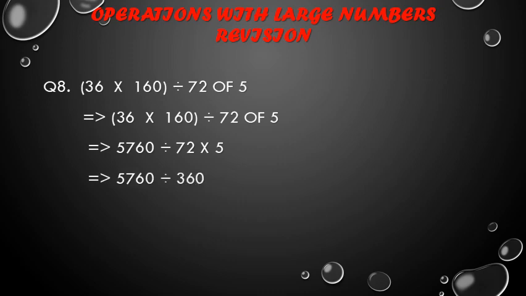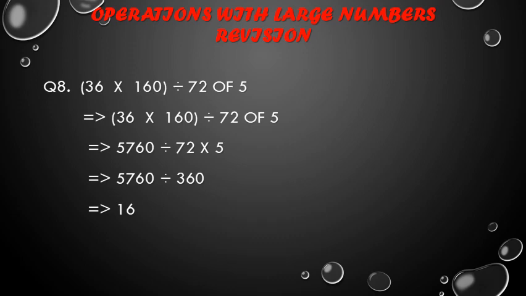In the next step, we will write 5760 divided by, 72 multiplied by 5 gives 360. So 5760 divided by 360. Now when we divide 5760 by 360, we get 16 as the answer.